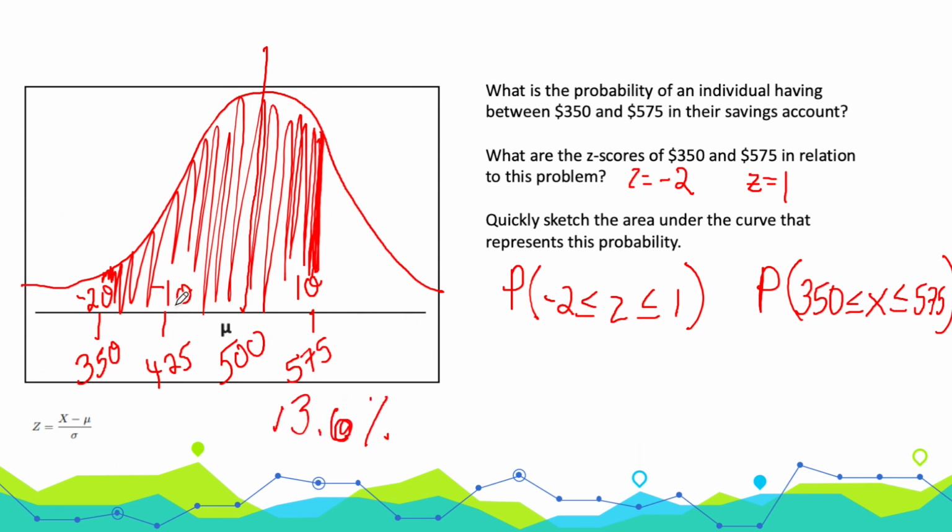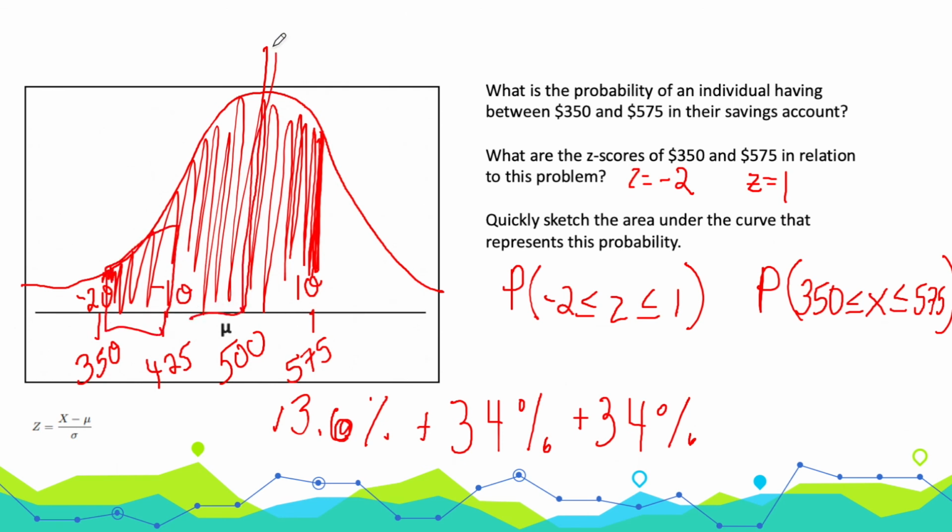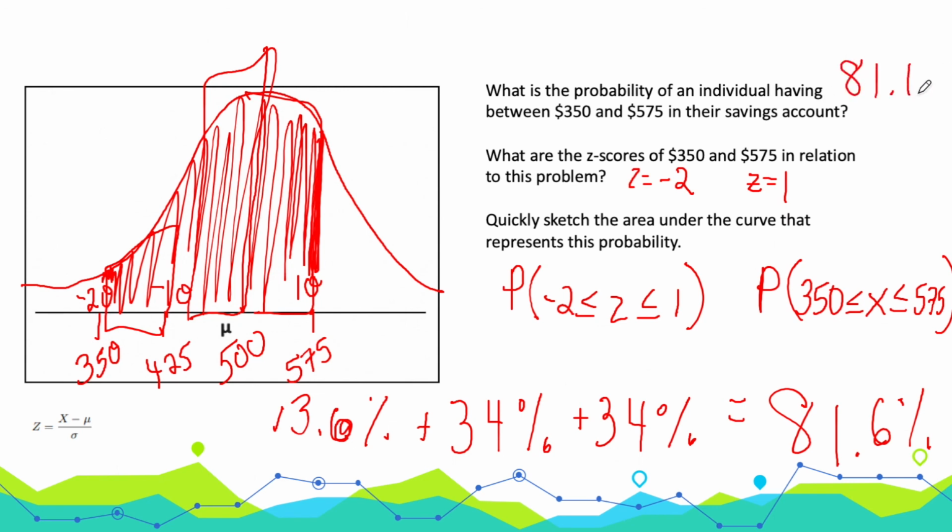Next, we know the area underneath the curve between -1 standard deviation and mu, the mean, is 34%. And finally, we know that the area underneath the curve between mu, the mean, and 1 standard deviation above the mean is also 34%. When we add these 3 slices together, it is like saying 13.6% plus 34% plus another 34%, which equals 81.6%. So the probability of an individual having between $350 and $575 in their savings account is 81.6%. In other words, most of the accounts in the population will have a value in dollars between $350 and $575.